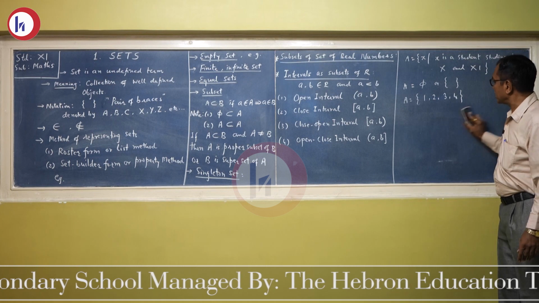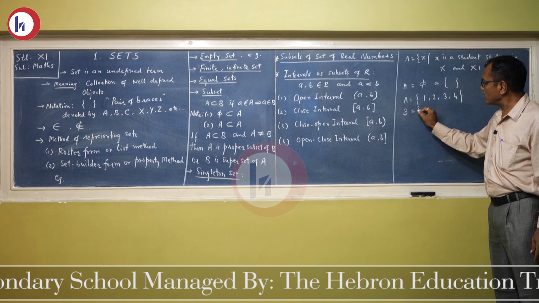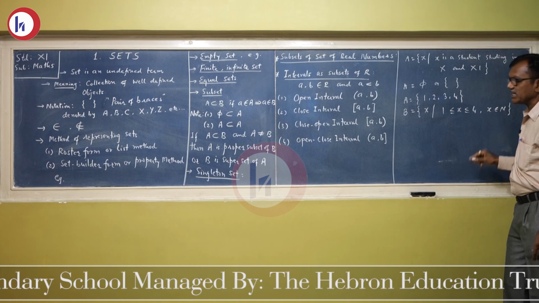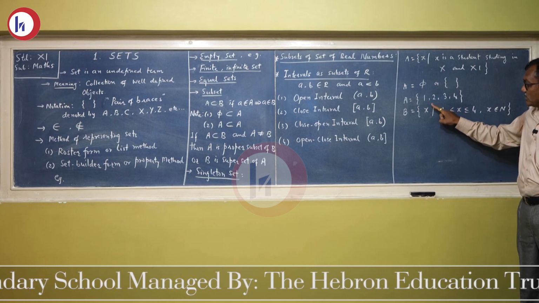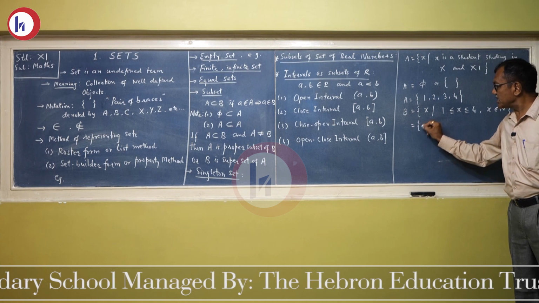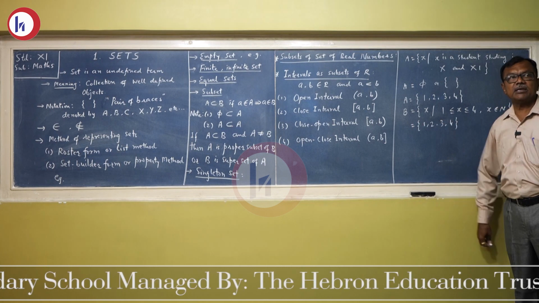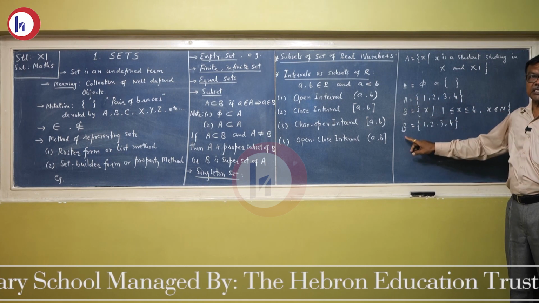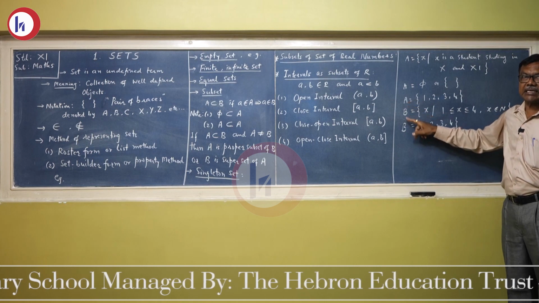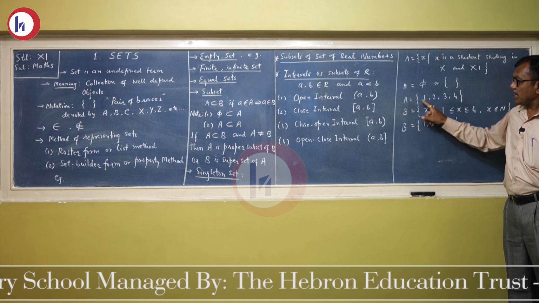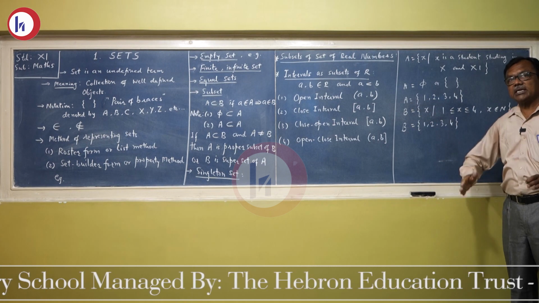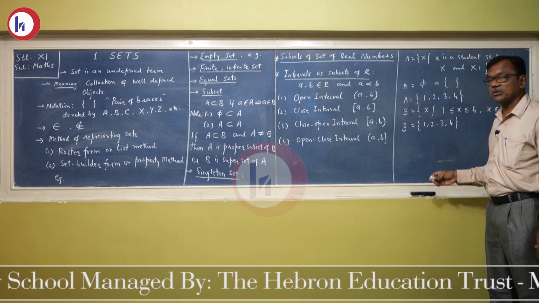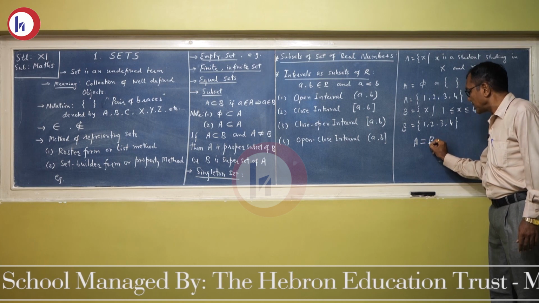Suppose you consider one more set, set B, equal to the set of X, where X is between 1 and 4, including 1 and 4, and X belongs to N. If you write down the elements of this set, it also contains 1, 2, 3, 4. Set A equals {1, 2, 3, 4} and set B equals {1, 2, 3, 4}. Both sets contain exactly the same elements, and therefore they are known as equal sets, denoted by A equals B.